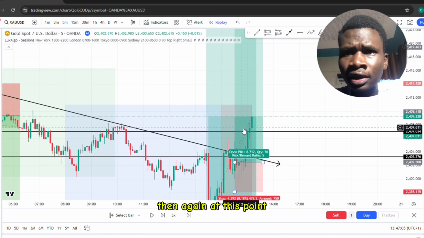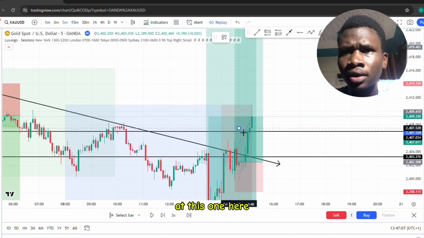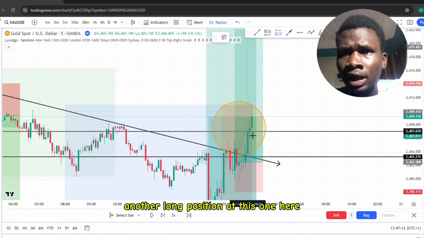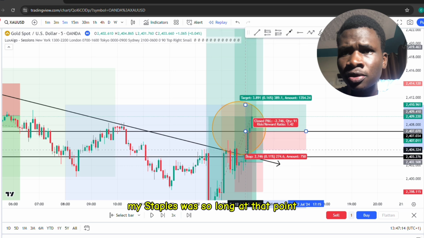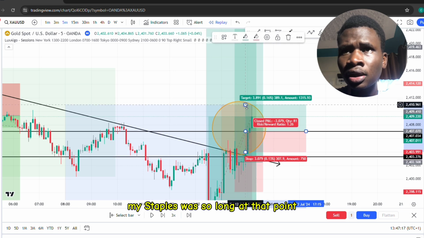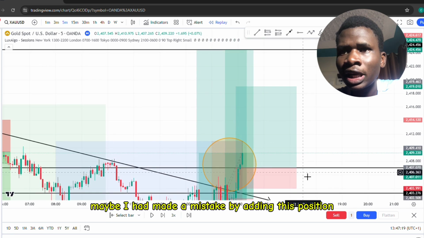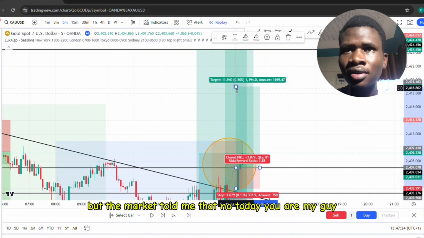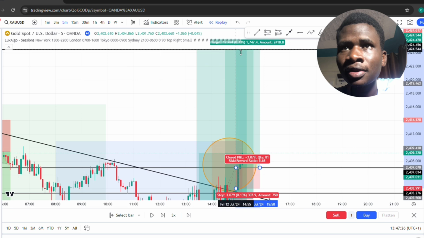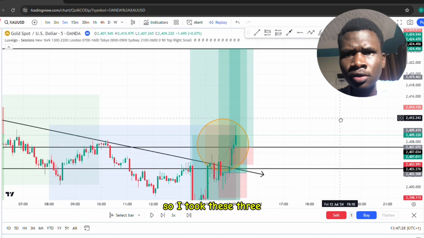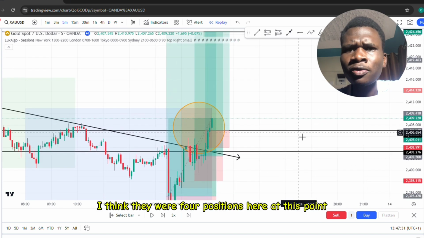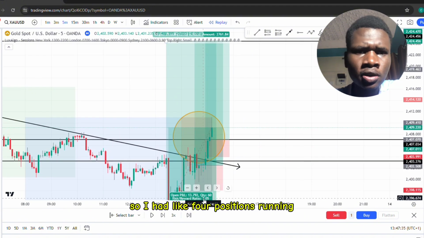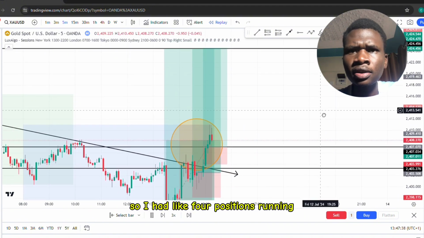Then again, at this zone here, I also added another long position. My stop loss was so long at that point. At some point, I thought that maybe I had made a mistake by adding this position, but the market told me that no, today you are my guy. So I took, I think, 4 positions here. At this second point, I added 2 positions here. So I had 4 positions running.